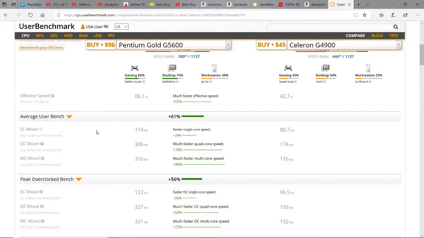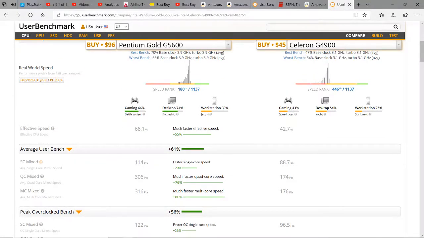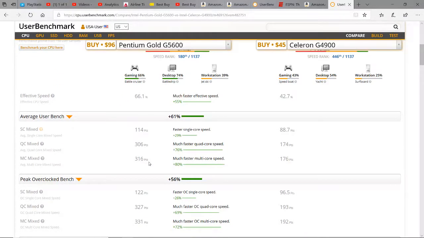So the single core mix score that it gives it. And you'll notice that the Pentium scores pretty high. The Celeron does not score that high. And this Pentium is really so super close to the i3. In a second, I'll change out the right side so you can see the i3.